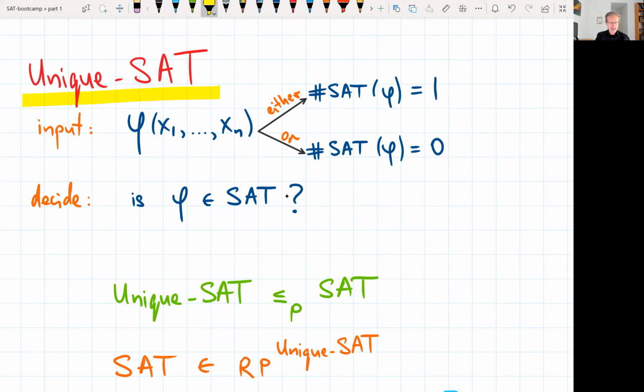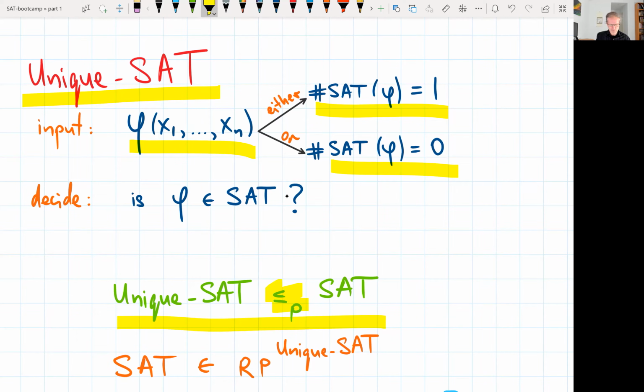So unique SAT is a problem to distinguish between formulas which are unsatisfiable and formulas which have exactly one satisfying assignment. So your input is promised to be of two kinds, either the number of satisfying assignments is 1 or the number of satisfying assignments is 0, and you want to tell which. Obviously, unique SAT is reducible to SAT. If I have a SAT algorithm, then I can answer unique SAT questions easily. If the formula is uniquely satisfiable, it's satisfiable, and if it's not satisfiable, then it's still not satisfiable. So the reduction here is very trivial, just the identity function.